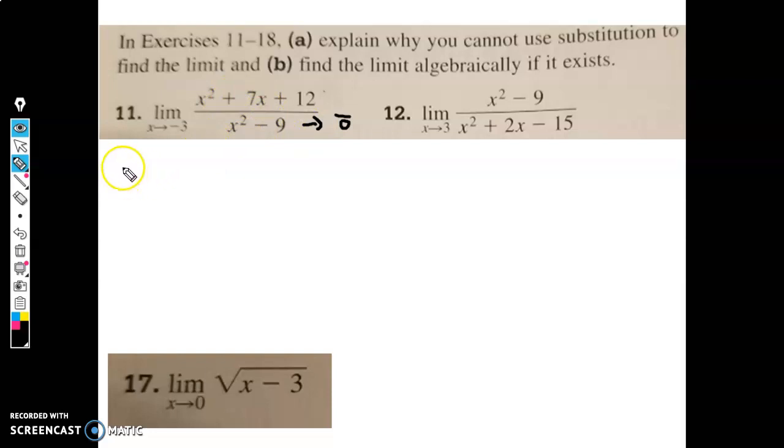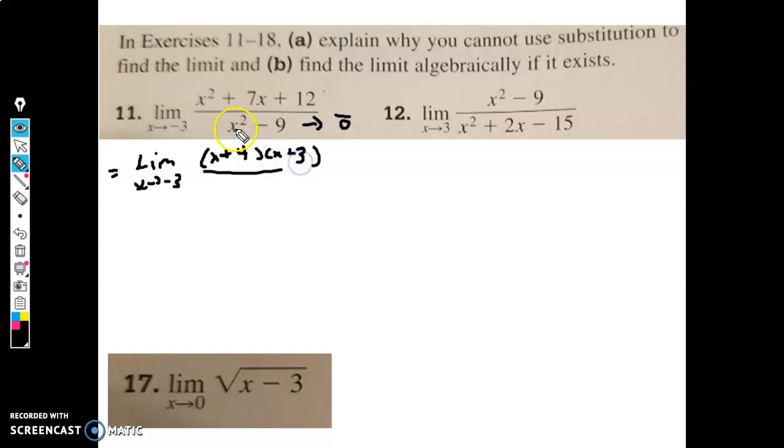All right, so before we go ahead and substitute, you have to factor it and try to cancel out whatever factor on the bottom will give you division by 0. So this numerator factors into, let's see, factors of 12 that give you 7. That's 4 and 3. So we have (x + 4)(x + 3).